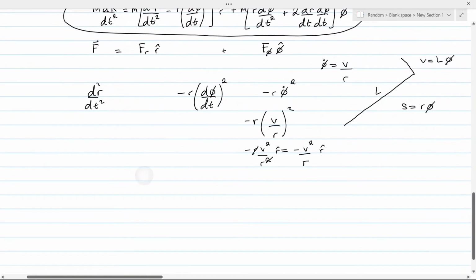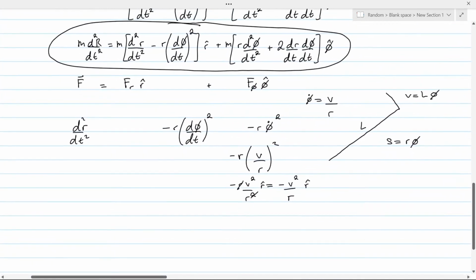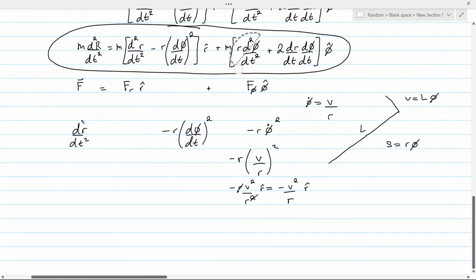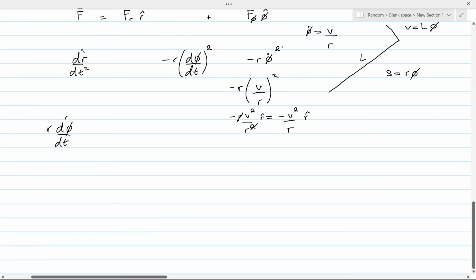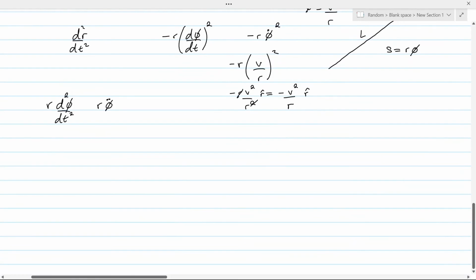The next term can be written as r phi double dot. This is just a tangential acceleration.